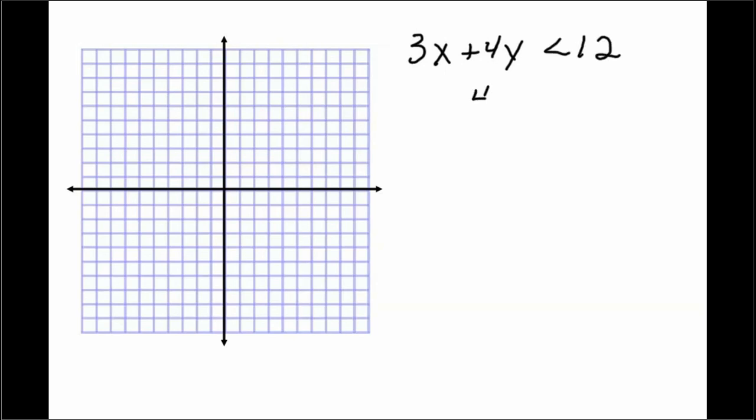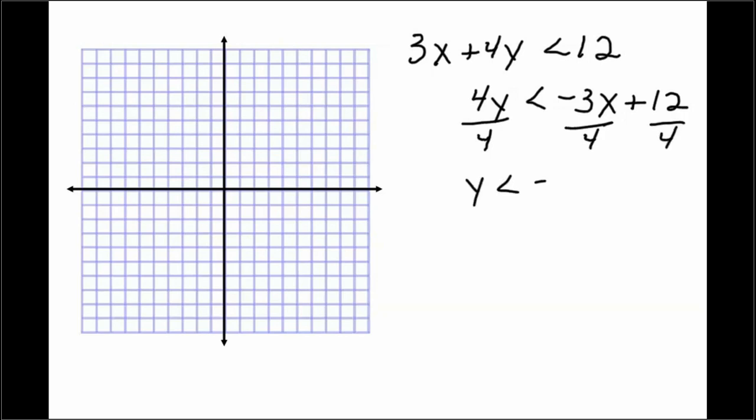than 12. Now we need again to solve this for y. We'll move the 3x over and it will become negative. Dividing by 4, we'll have y is less than negative 3/4 x plus 3. So graphing this, we'll begin at the y-intercept of 3. We'll go down 3 to the right 4. This boundary line, however, is dashed. And it's y is less than, so we shade below the line.